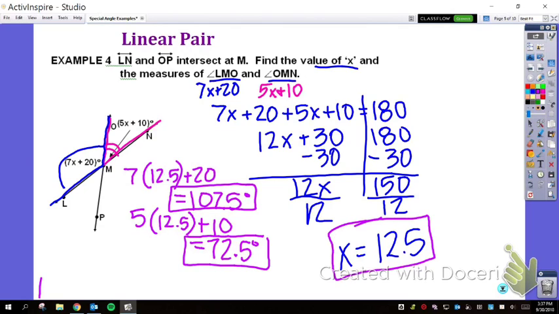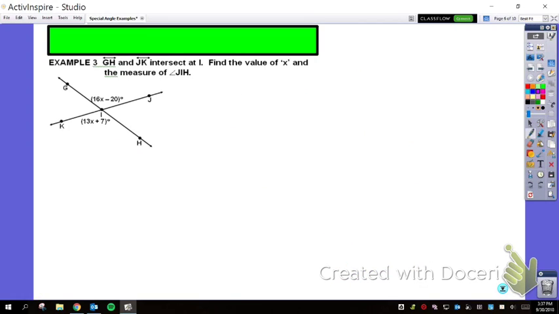So it's really just about finding the equation stem and then plugging it in. So now we're going to go back to example 3. This one combines example 2 and example 4. We know that those lines intersect and they want us to find the value of x and the measure of angle JIH. Now JIH is that angle right there, which we don't know anything about. So I'm going to call it y in a minute so we know what we're solving for.